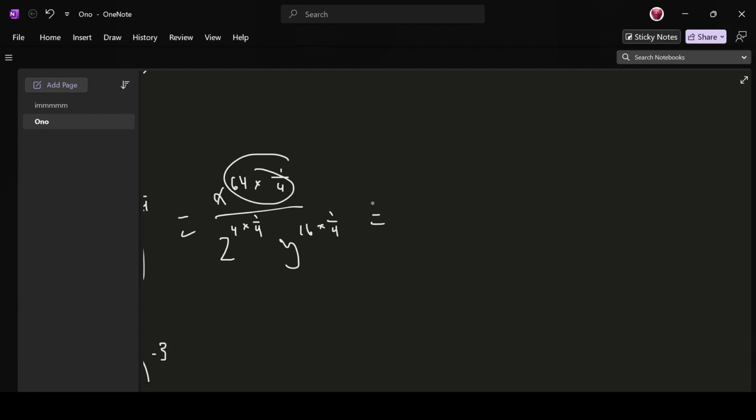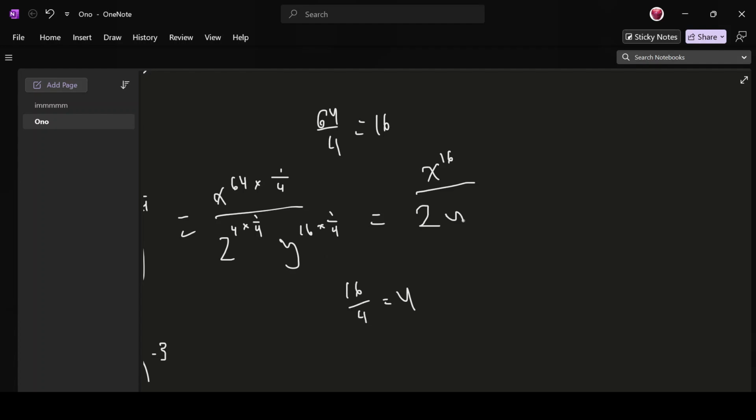64 times 1 over 4 is 64 over 4, which is equal to 16. So we're left with x to the power of 16. 4 times 1 over 4 is just 1, so I'll write it as 2. And 16 times 1 over 4 is 16 over 4, which is 4. So we end up with y to the power of 4. And that's our answer.